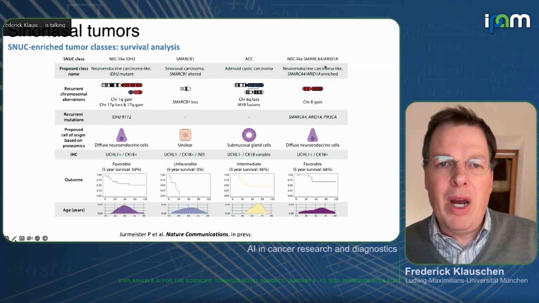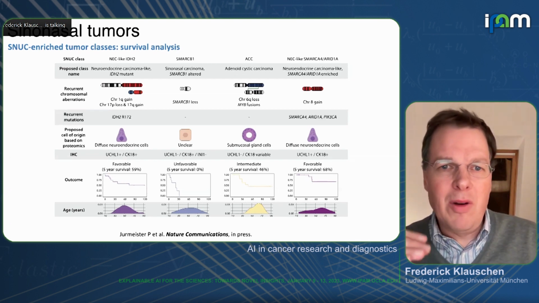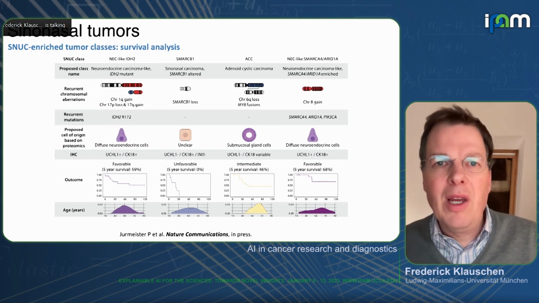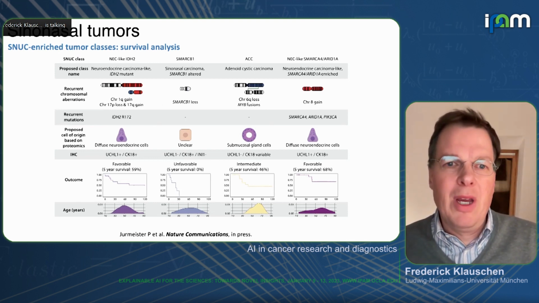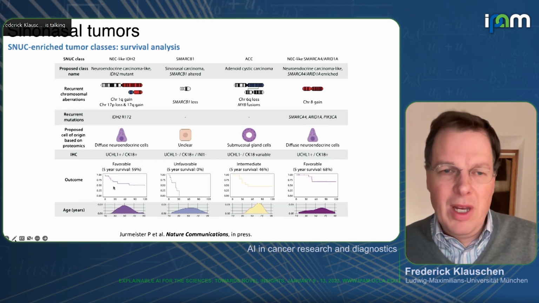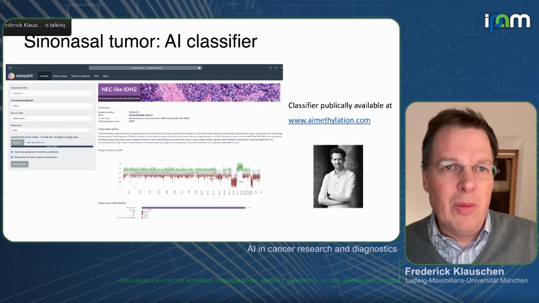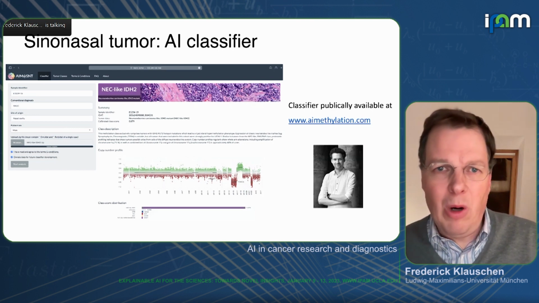We were able here, by a clever combination of AI-based analysis with different molecular properties, to propose novel tumor subtypes, which, as you can see here, have high clinical relevance as the prognosis of these tumors differs substantially. And this is also made available online, so people from all over the world who have such tumors can now do the DNA methylation and then upload the data to our website and get a diagnostic result.